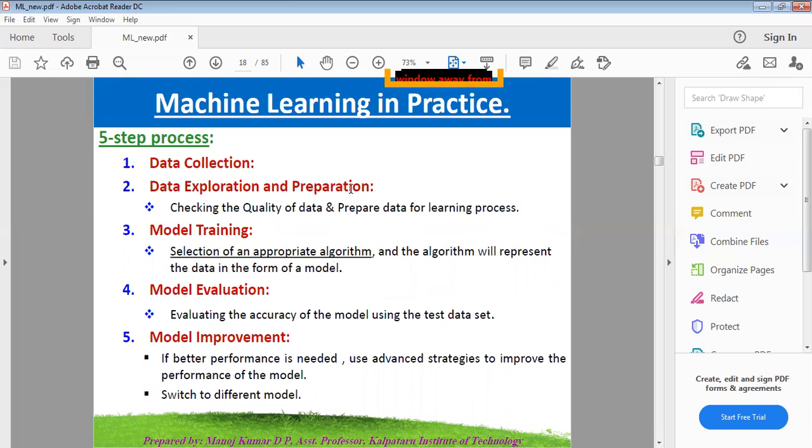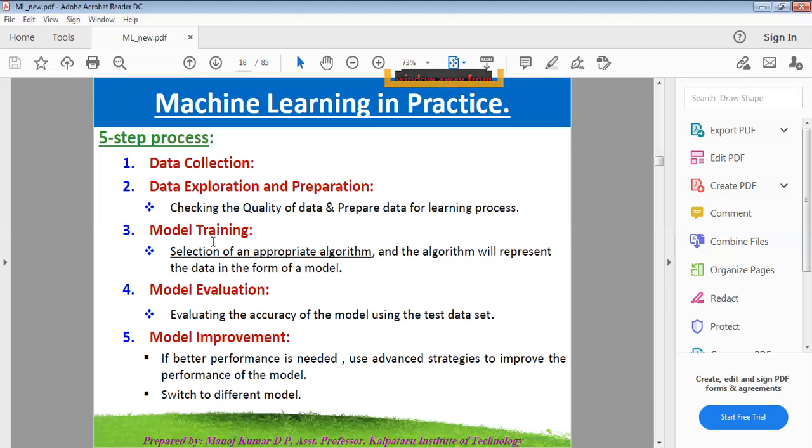Exploration and preparation: checking the quality of data and preparing data for learning purposes. So check the quality, how the data is, and prepare it. Model training: you go with the appropriate algorithms. As you all know, there are machine learning algorithms like decision tree. Next, the Bayes theorem, Bayes classification. Next, backpropagation, ANN, KNN, clustering algorithms. So many algorithms are there. You train the model according to the data.